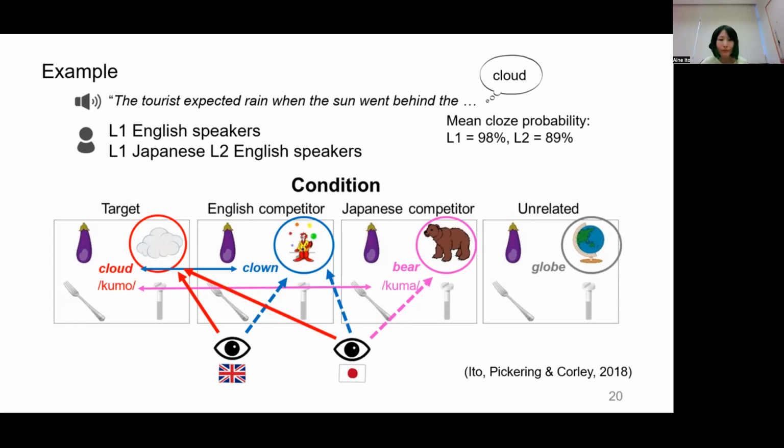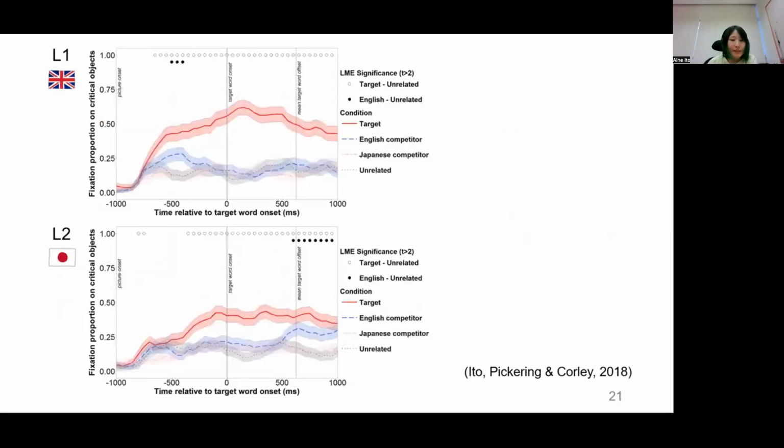Okay, so let's now look at the data for this experiment. Oh, sorry, Janina has a question. Just a quick question. Okay, sure.